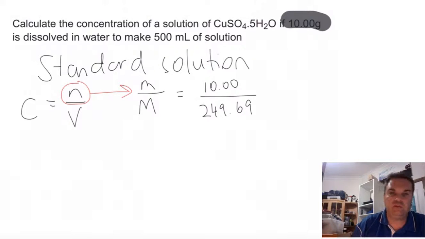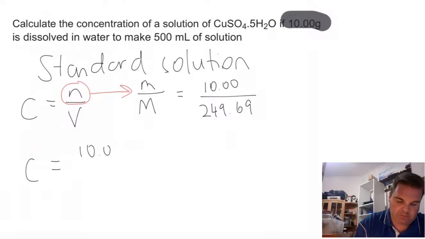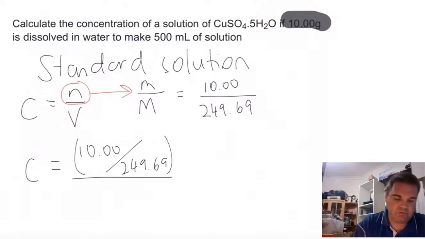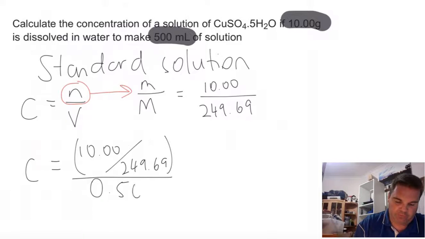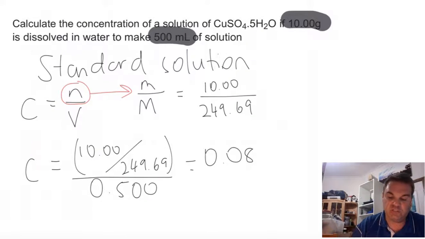That will give you your number of moles, and then you can put that into your equation. So concentration equals 10.00 over 249.69, there's our number of moles. We're going to divide that by our volume, which is 500 mL up here. We want to make sure we convert that into litres for our calculation, so it's 0.500. Put that all in your calculator and you should get a value of 0.08.